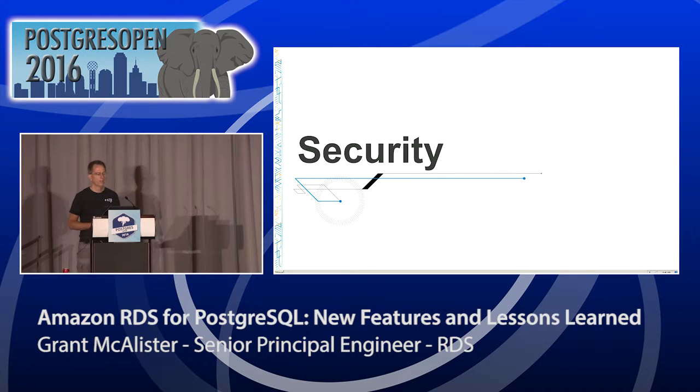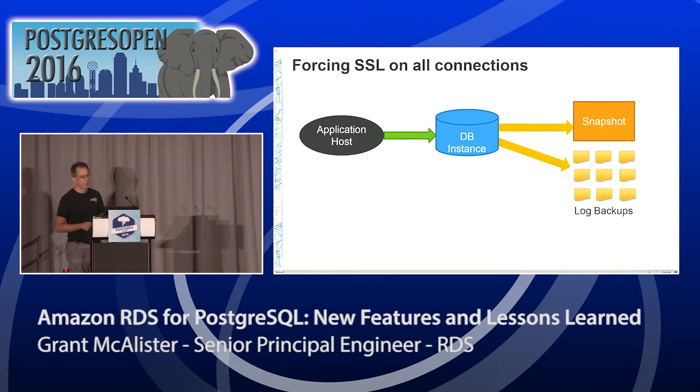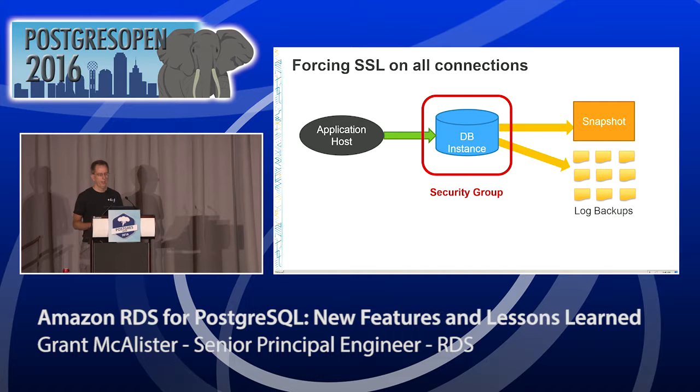So let's move on to things that we've learned and changed in the security base. So this is your typical setup of a database. You have your application host, you have your database instance, and you have your backups. So this is very similar to what most people run, whether it's in AWS or on RDS. We start with the concept of security group around your database instance that allows you to protect who can come into your database.